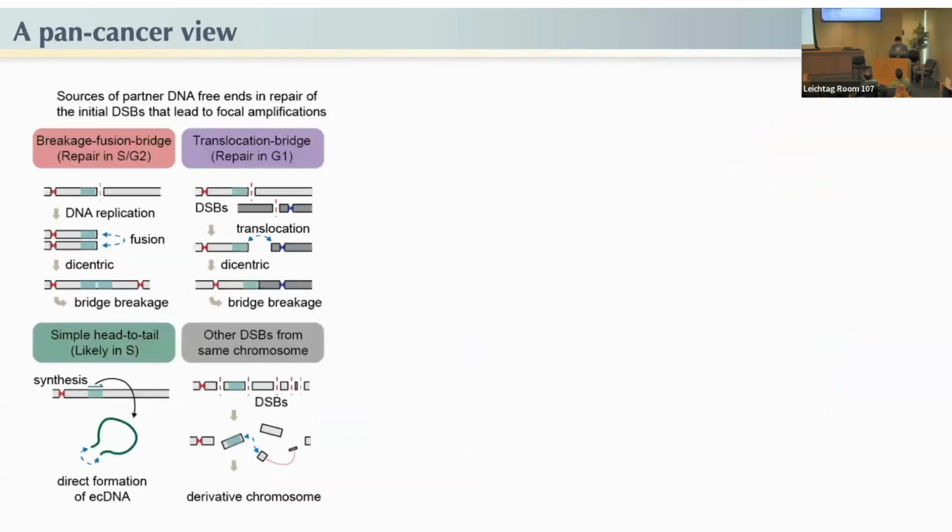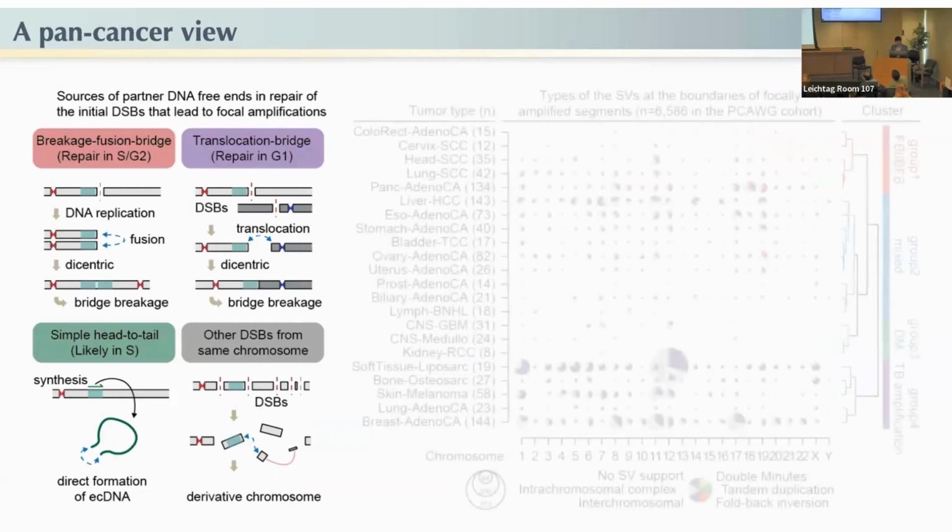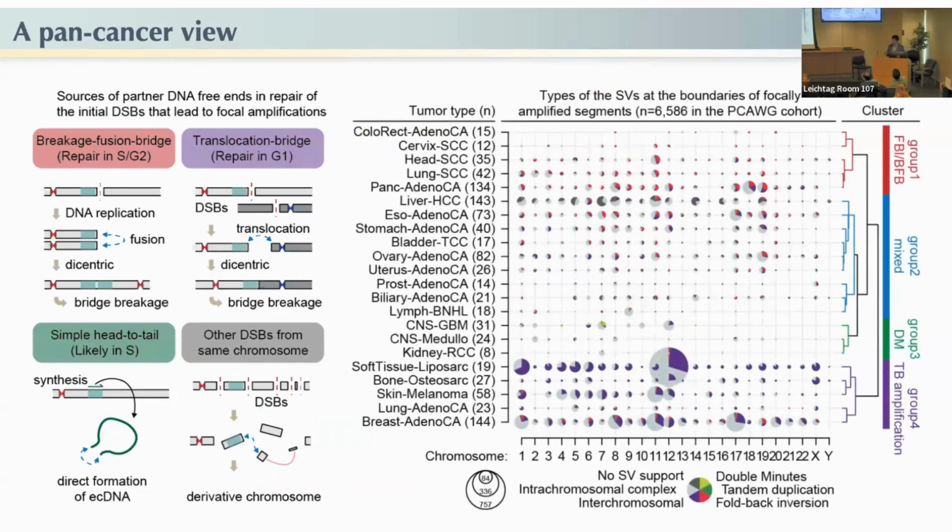Now, we did go on to look at lots of other tumor types to see whether this pattern of translocation bridge amplification can be seen across tumor types. Here we looked at 2,000 plus genomes available in ICGC. I'm listing all the tumor types by rows, and then chromosomes along the x-axis. And then we could, in fact, cluster different tumor types into the types of amplifications observed.